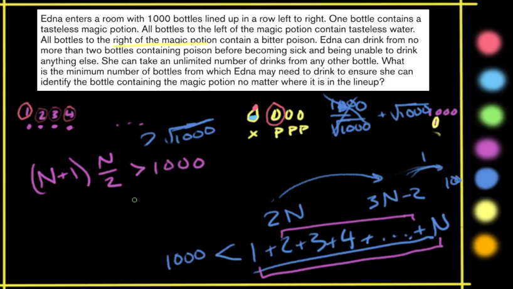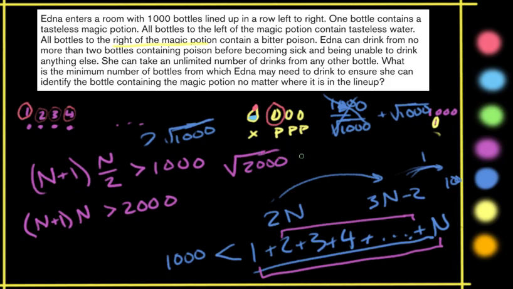If I multiply both sides by 2, I get n squared plus n. Well, maybe I won't even do it that way. I'll just say n plus 1 times n, I think that's easier. So n plus 1 times n has got to be greater than 2,000. So n has got to be somewhere around the square root of 2,000. The square root of 2,000 is going to be like 10 times the square root of 20. The square root of 20 is somewhere between 4 and 5, so n is going to be somewhere between 40 and 50.